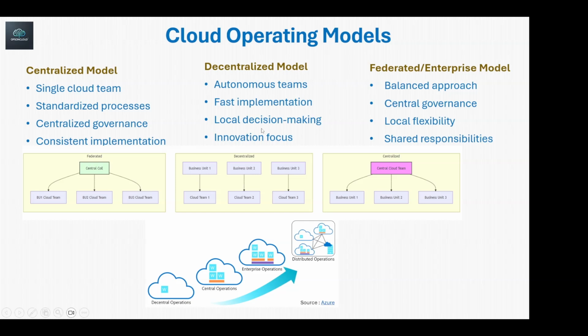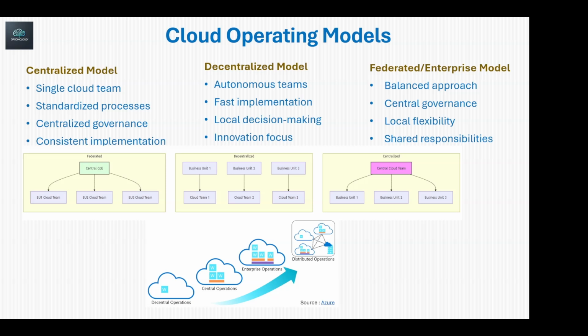The other would be the decentralized model. A decentralized model will have an autonomous team. That means each department or team manages its own cloud resources. It will give greater autonomy, and the decision making is faster because it is very local. The implementation is faster as well, and it focuses on innovation because each business unit has their own autonomous cloud spend, autonomous budget, and way of doing things, right?